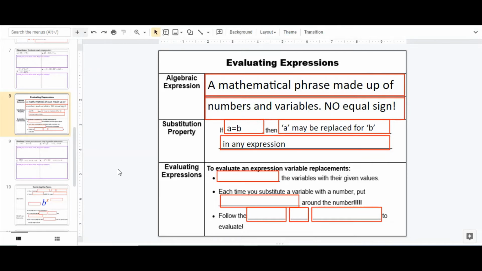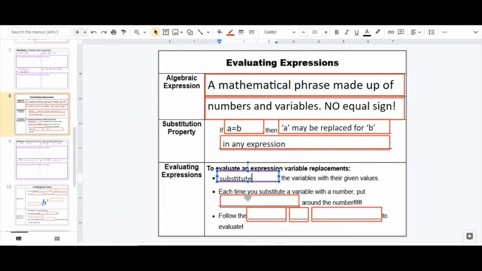How do we evaluate an expression? To evaluate an expression with variable replacements, we are going to substitute the variables with their given values. And each time we substitute a variable with a number, we will put parentheses around the number. Follow your order of operations to evaluate.